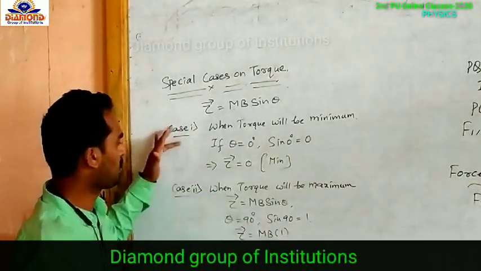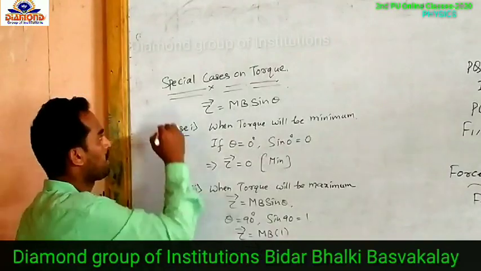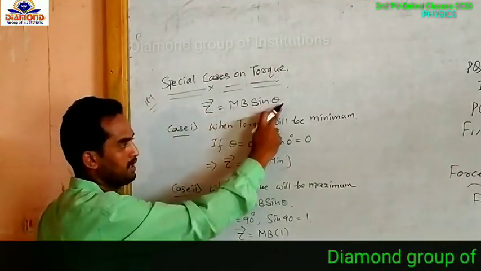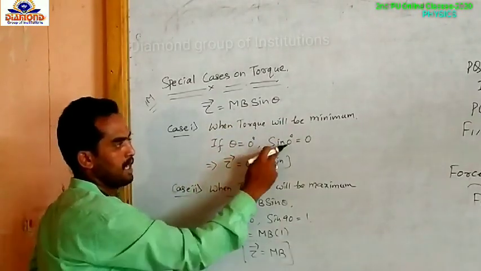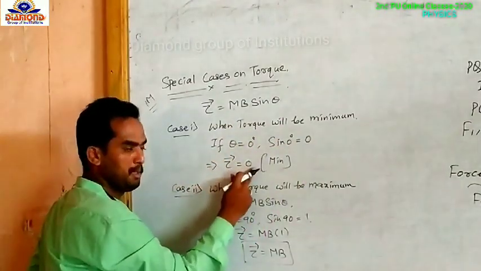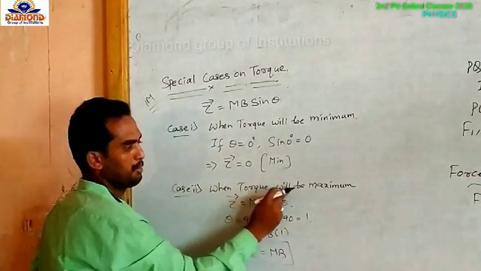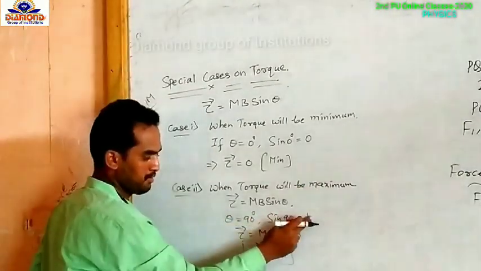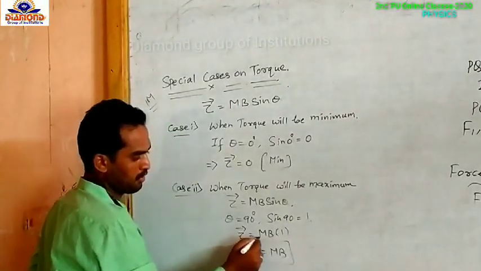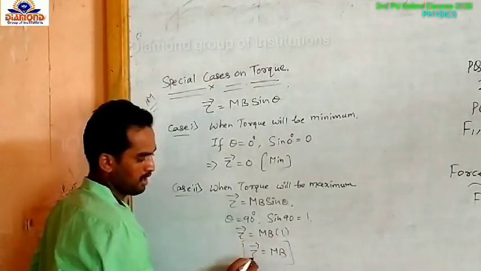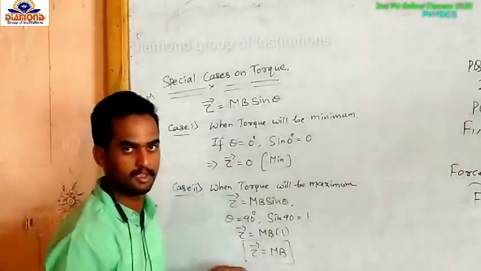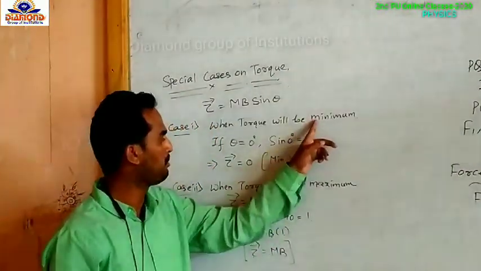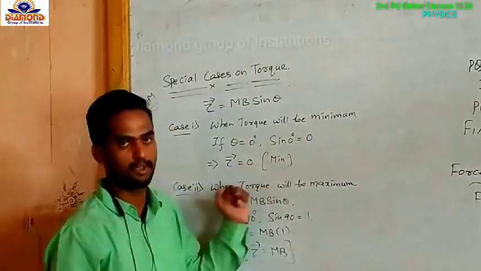So these two are the special cases. Remember, they are going to ask for 1 mark. Tau equal to M B sin theta. If theta is 0, sin 0 becomes 0, torque will be minimum, that is 0. The torque will be maximum when the angle is 90 degree, sin 90 becomes 1. So tau equal to M B into 1, torque equal to M into B. This will be the maximum torque at an angle 90 degree, and minimum torque at an angle 0.